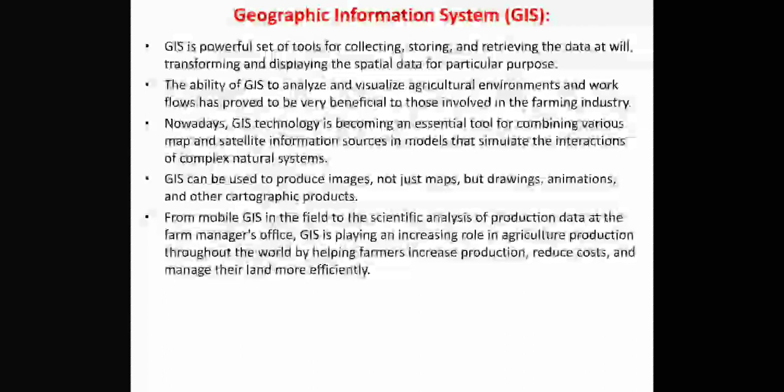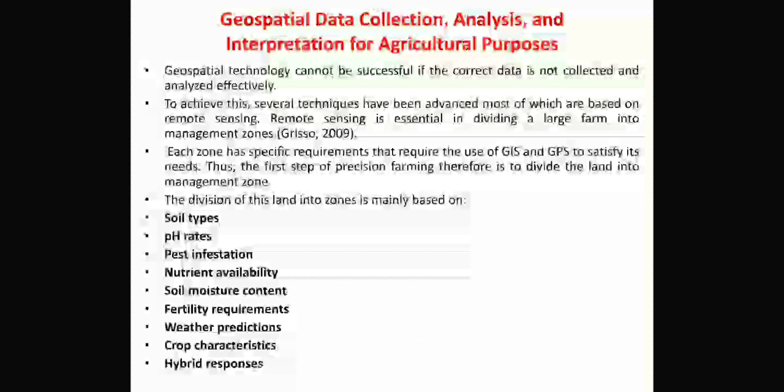This is the major and basic information of GIS, then geospatial data collection, analysis and interpretation for different agriculture purposes. The geospatial technologies, that is GIS, GPS and remote sensing, will be successful only if the data is correctly collected and analyzed effectively. Then the use of geospatial technologies can achieve larger efficiencies, and this basis is needed for the analysis of data to satisfy the different needs of the farmer.